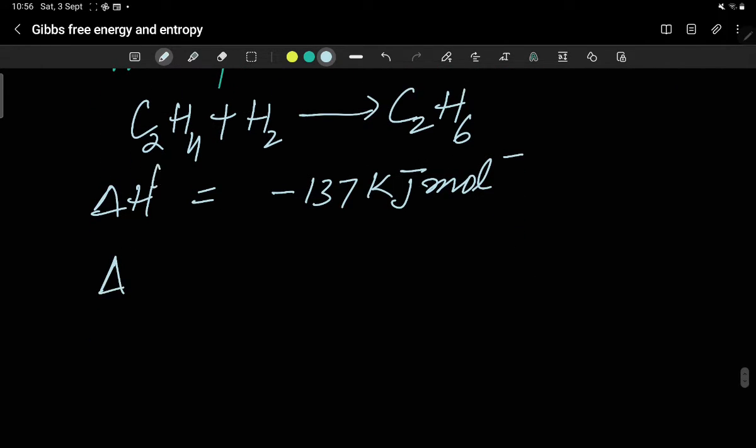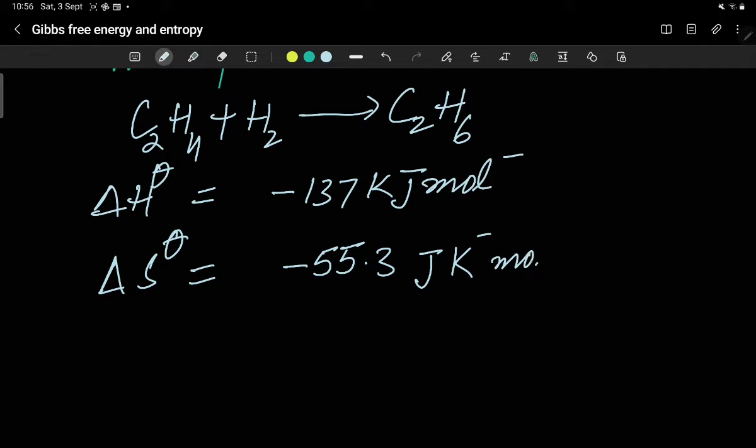Delta S is equal to minus 55.3 joule Kelvin inverse mole inverse. The unit of entropy is joule Kelvin inverse mole inverse.